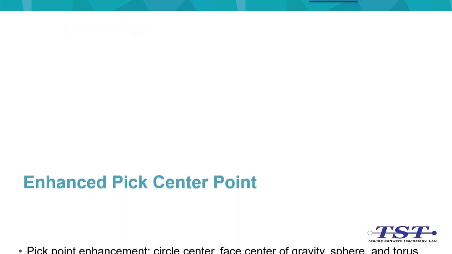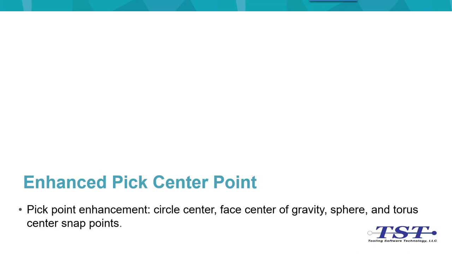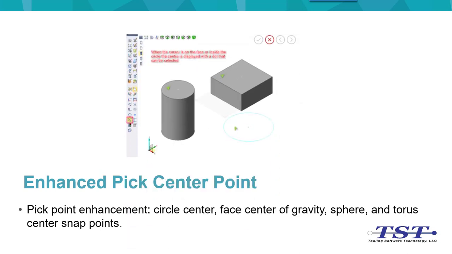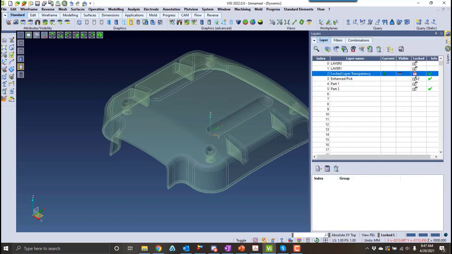So we also have some enhanced picking for center points. So within circle centers, face centers, and spheres, and so on, you have the ability to now pick a point in the enhanced pick options without actually having to change your filters. So all you do is just highlight the face, it highlights the center of it. So no longer do you need to use, let's say, an equidistance of the center of a face, and so on. So here's just a couple quick videos.